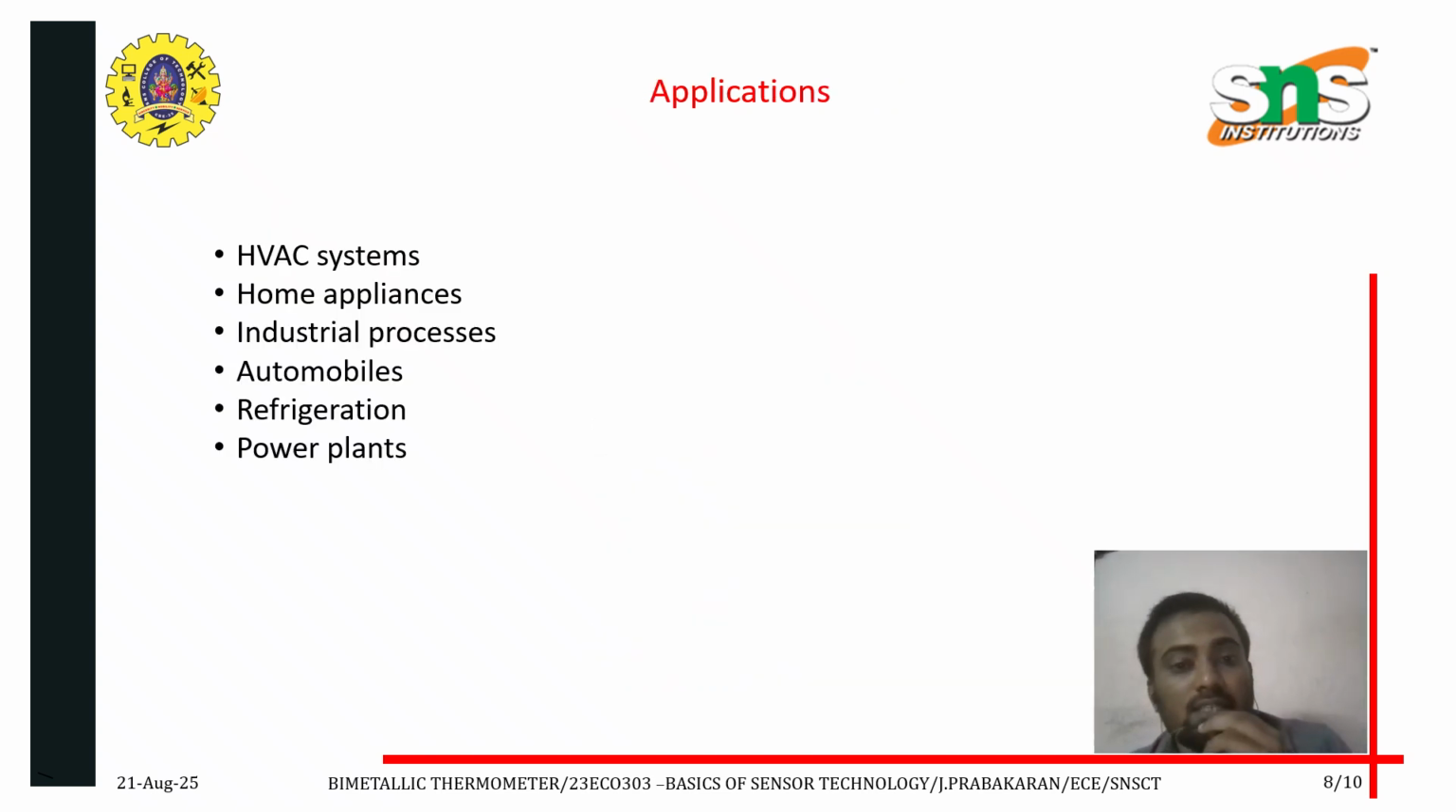Next are the application areas where we are using the bimetallic thermometer: HVAC systems, which means heating, ventilation and air conditioning, room temperature monitoring, home appliances, industrial purposes, automobiles, refrigeration and power plants. These are all the application areas for the bimetallic thermometer.